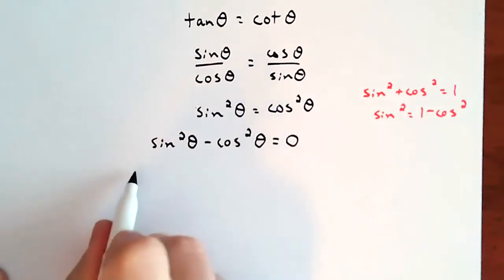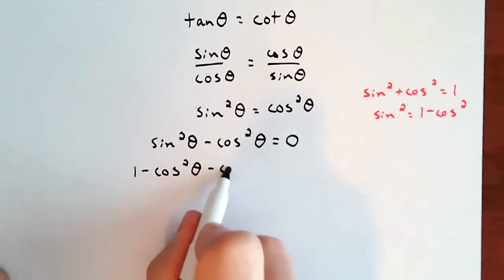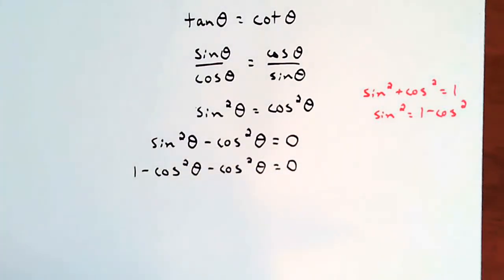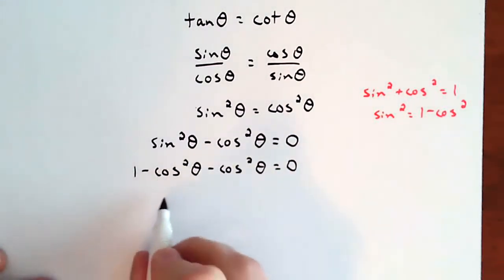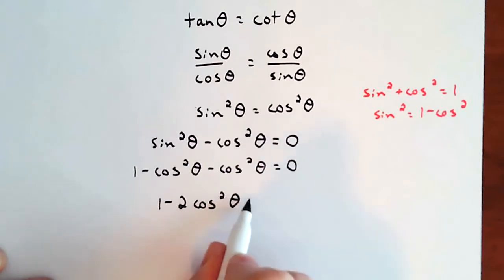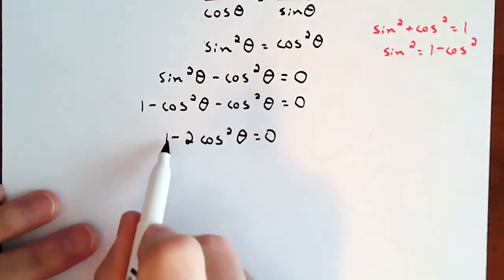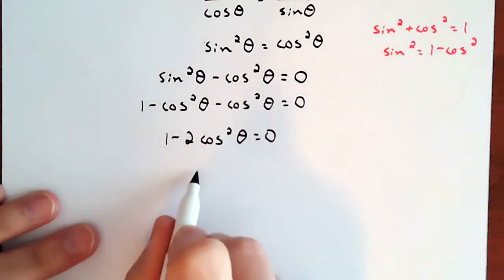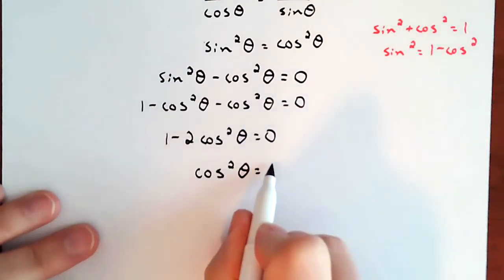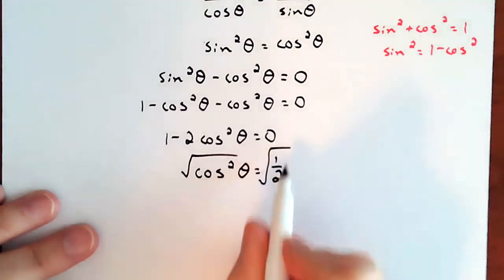So I'm going to take the sine squared and replace it with a 1 minus cosine squared theta minus cosine squared theta equals 0. And then from there, I have 1 minus 2 cosine squared theta equals 0. All right, so now I can solve this. So if I solve this, I'm going to subtract 1 and divide by 2. So that would leave me with a cosine squared theta. I'd subtract 1, divide by -2, so that would leave me with a positive 1/2. We would square root both sides.